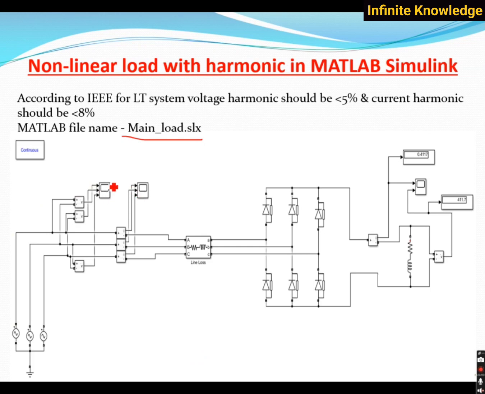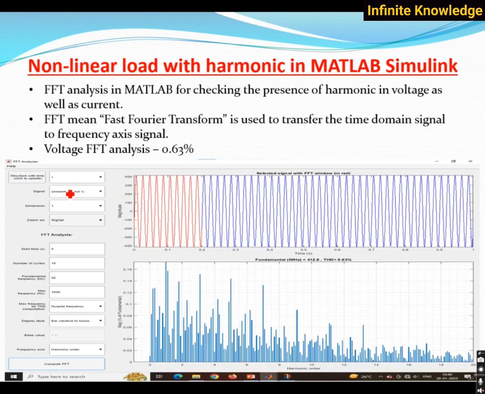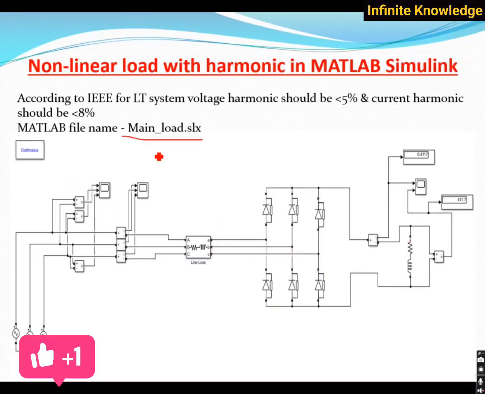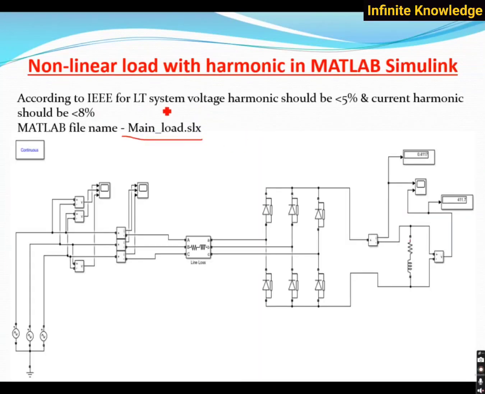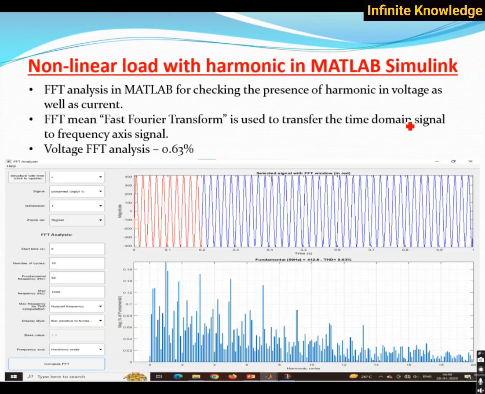What you have to analyze here? In the next slide you have to do FFT analysis. I will make a separate video on how to do the FFT analysis and how to open it in MATLAB simulation. After the FFT analysis, you can see we got voltage harmonics of 0.63% for this circuit. That is under the limit according to IEEE, which says voltage harmonics should be less than the limit.